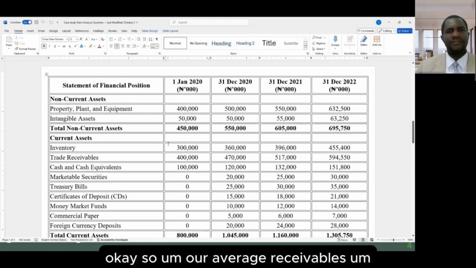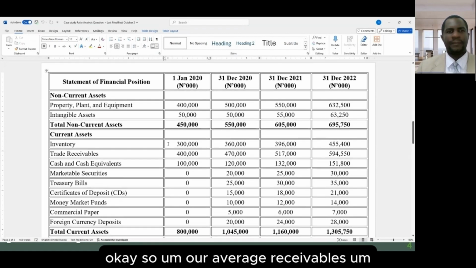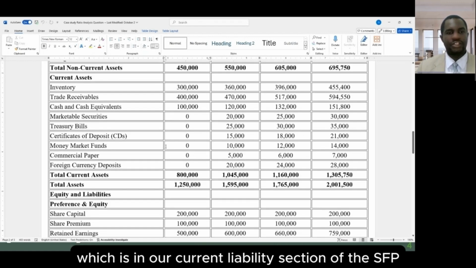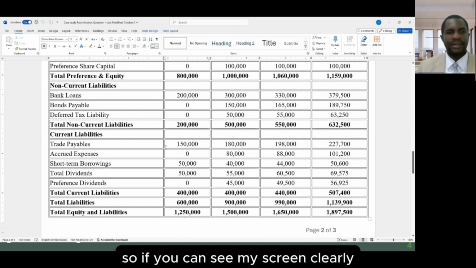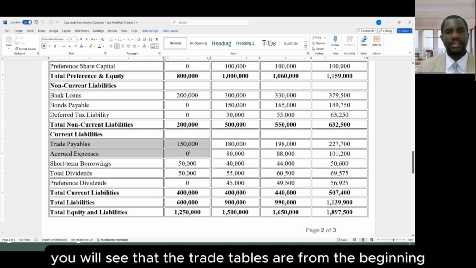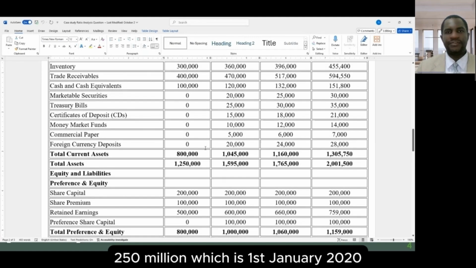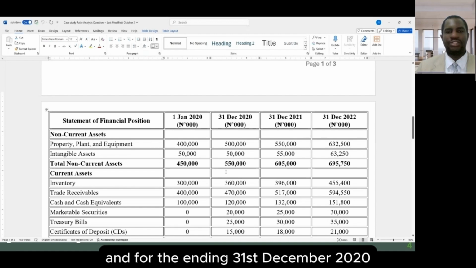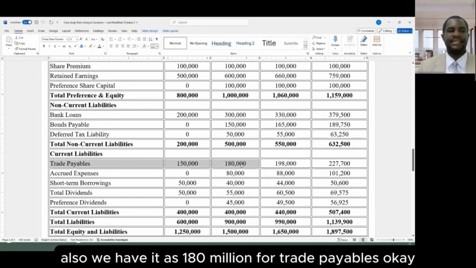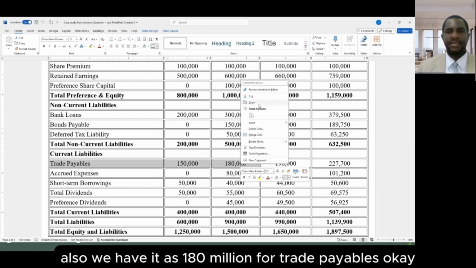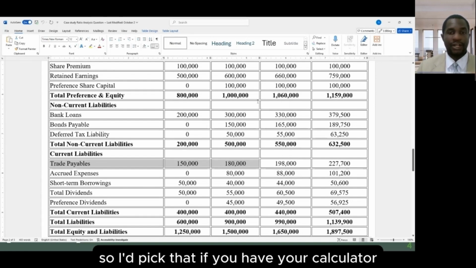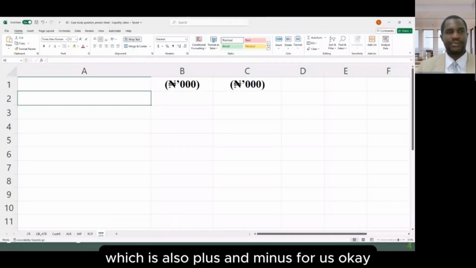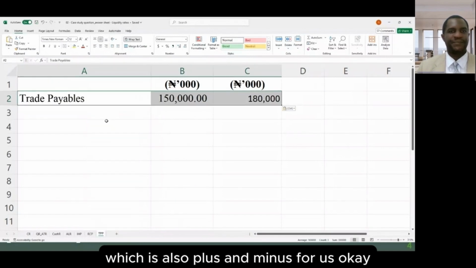Okay, so our average trade payables, we get that from our current liability section of the SFP. If you can see my screen clearly, you'll see that the trade payables at the beginning, 1st January 2020, is 150 million, and for the ending, 31st December 2020, we have 180 million. So I'll pick that. If you have your calculator, just follow me closely. I'll be using Excel to calculate this.